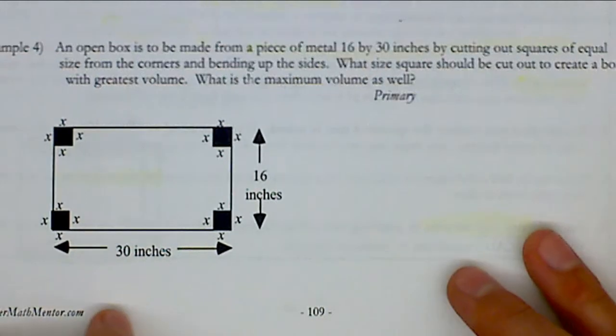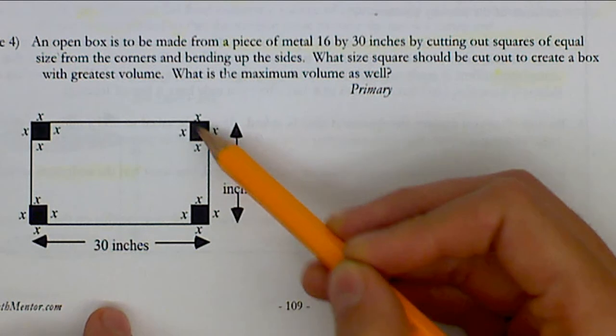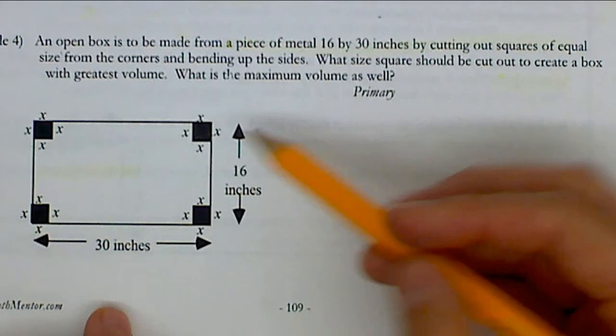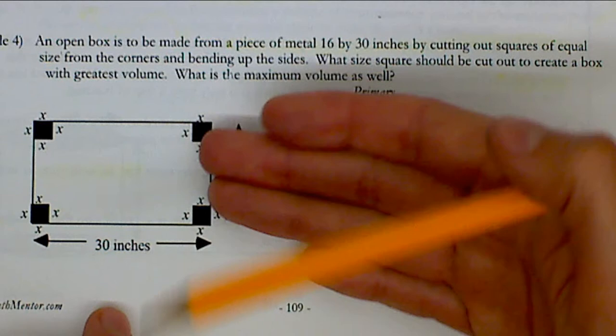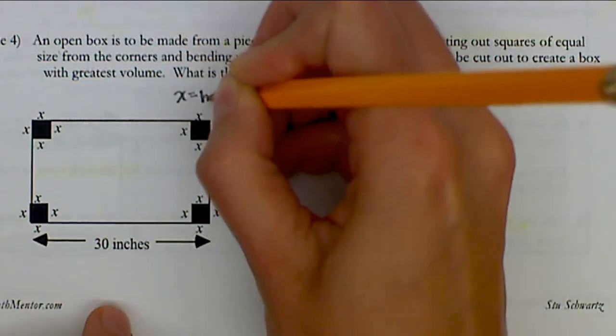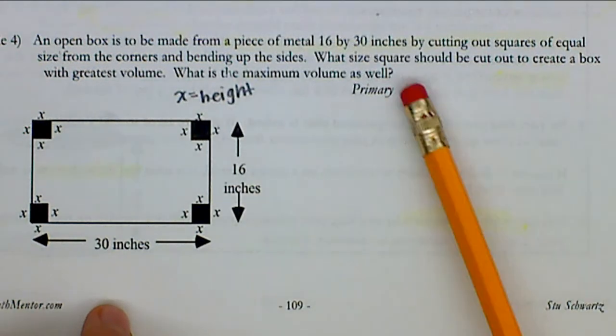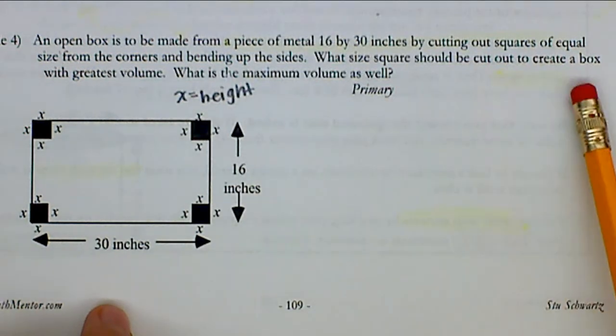This next one, we're getting into a little bit more complicated word problems. Here it says, an open box is to be made from a piece of metal 16 by 30 inches by cutting out squares of equal size from the corners and bending up the sides. So basically we're going to cut these things out and then bend them up. So X will represent, when we bend it up, the height. So I'm going to write that right now. X equals height. So when we bend them up, that's how high it will be. What size square should be cut out to create a box with greatest volume?